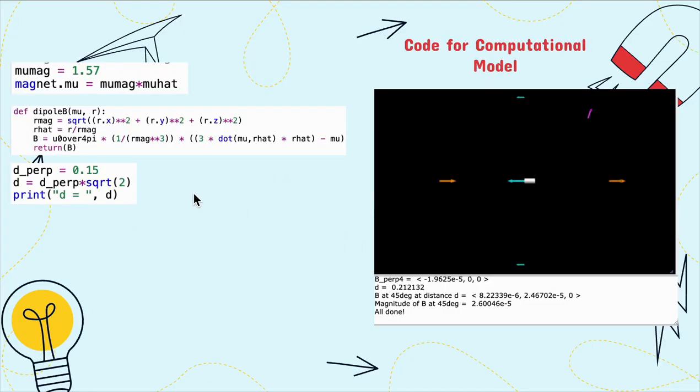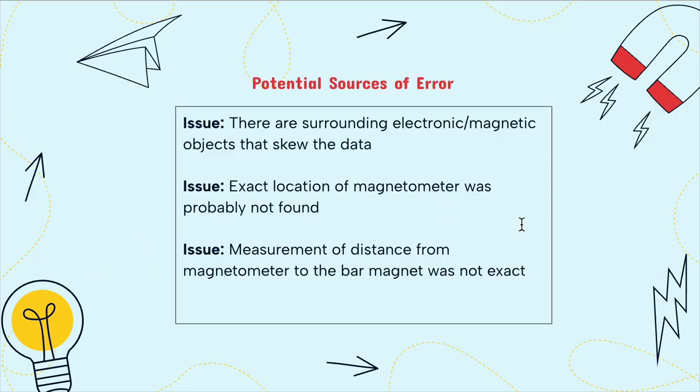So for the code of the computational model, I've shown the segments of the code that I've changed from the template here, where I inputted a magnetic dipole formula calculation, and then I've inputted our mu mag and also our d perpendicular distance in order to get the generated results. As can be seen, the results are quite different than what we calculated in the Excel sheet in the slide shown before, but I'll get into why that may be in the next slide.